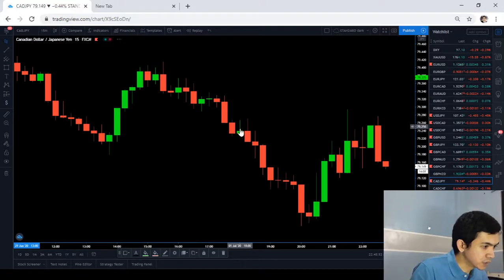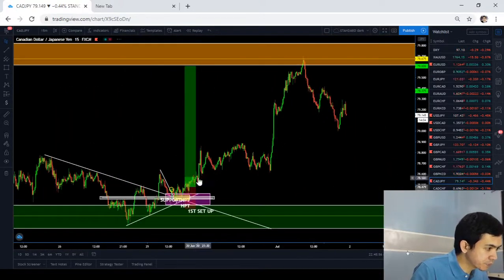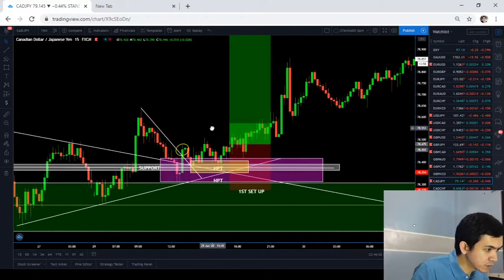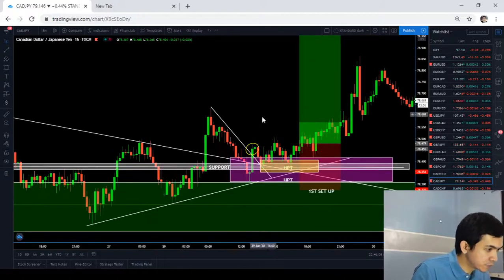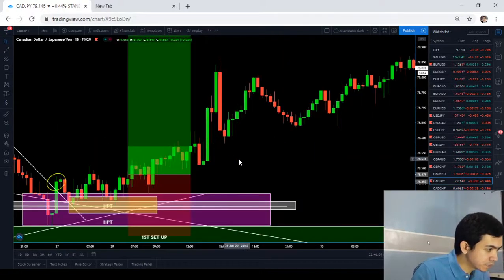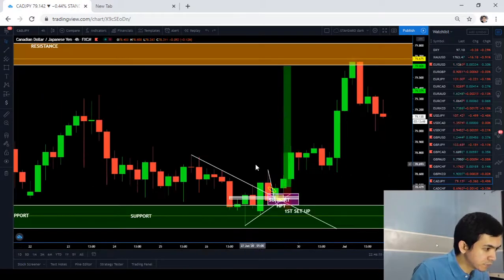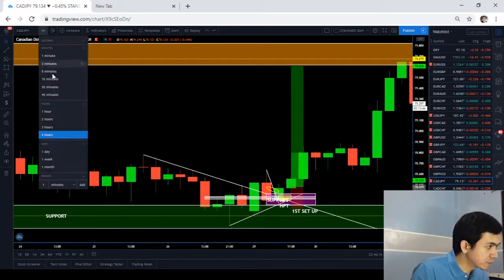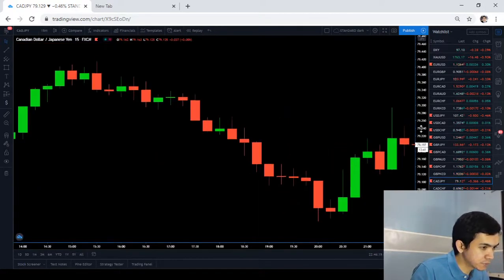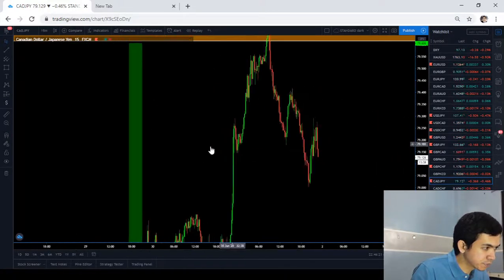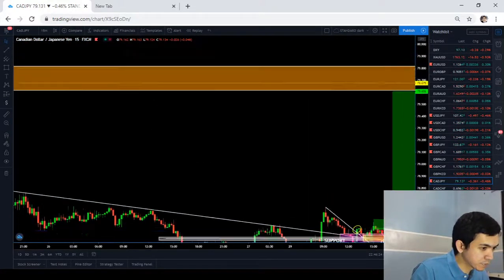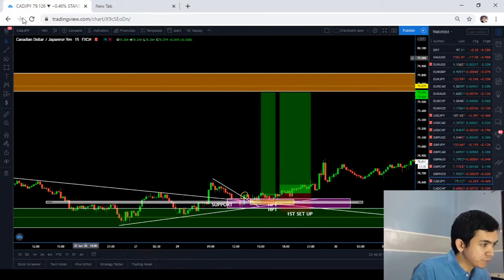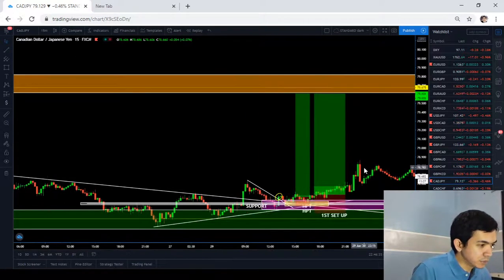Hindi ko makita eh. Wait. Uy, nawala. Wait lang. Okay, balik tayo sa 15 minutes. Yun. Again, same level ng higher time frame ating TP.